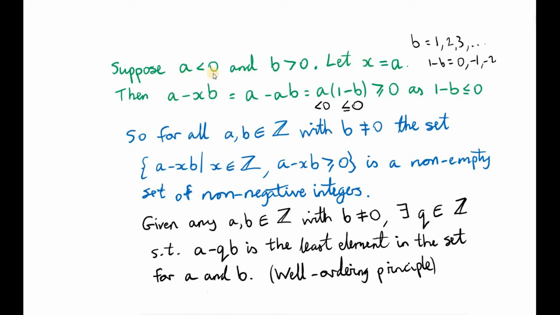Now let's look at the other case for when a is less than 0, that is when b is greater than 0. If we let x equal a, we find that we get a times 1 minus b. Now a is negative, b is a positive integer, plus 1, plus 2, plus 3, etc. So 1 minus b would be 0, minus 1, minus 2, etc. So 1 minus b is a non-positive integer. So when we multiply a by 1 minus b, we do indeed get something greater than or equal to 0. So we found that when a is less than 0 and b is greater than 0, we do get elements in our set.